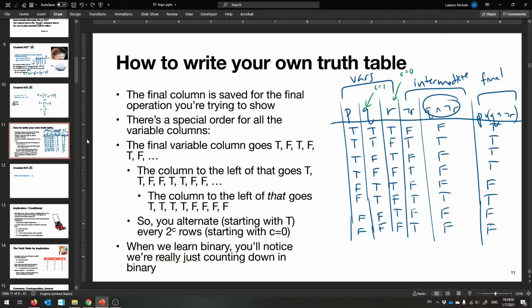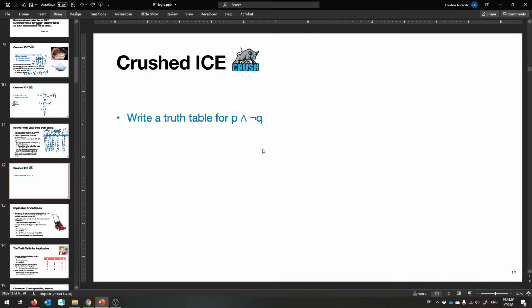But this is how you write a truth table with all the possibilities. Okay? So let's do something easier. Take a second to write the truth table for p and not q. Okay? I can't wait to get back to the classroom, because then I can have you guys do this yourselves, and I can walk around and see how it went.